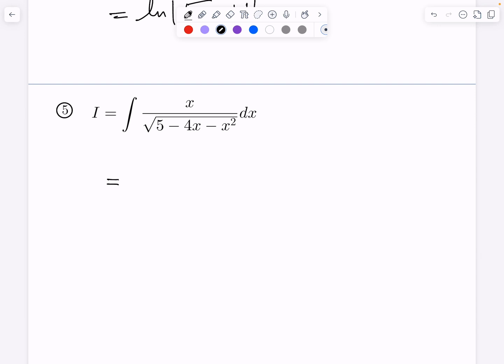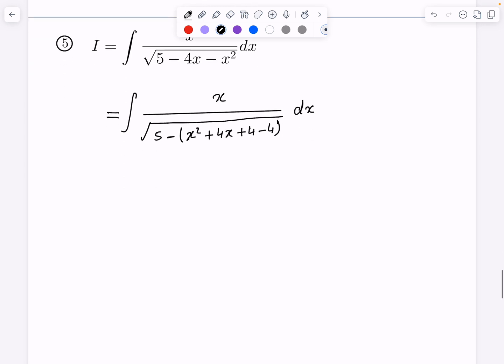So I equals the integral of x, and there's a square root of 5 minus, as common factor, we're gonna write x squared plus 4x. It's gonna be positive because the minus sign is outside as common factor. I'm gonna be adding 4 and subtracting 4 from this one. Why we added 4 is going to be clarified just shortly.